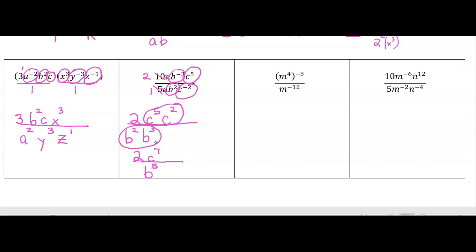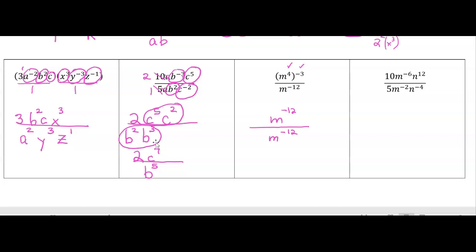All right, the next one. So in the next one, I would take the power to the power first. That would give me m to the power of 12, negative 12. Positive 4 times the negative 3 gives me negative 12. And this is m to the negative 12 in the bottom.